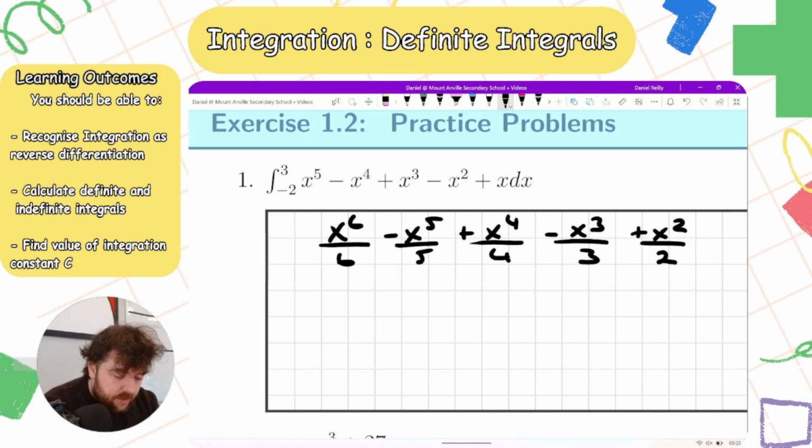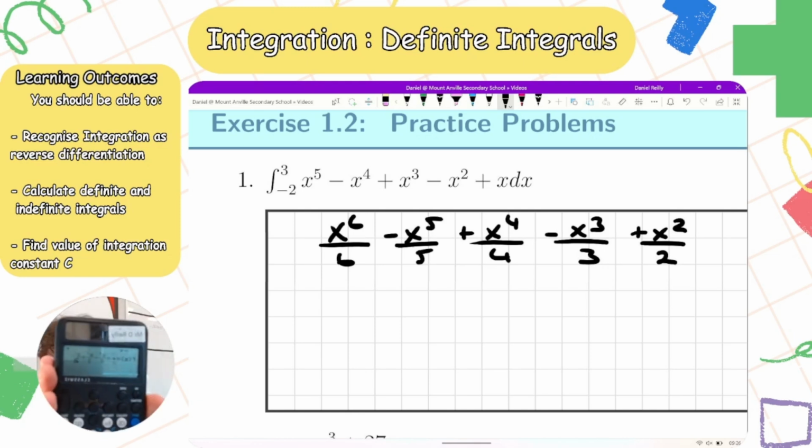Then I sub in 3 and I sub in minus 2. And actually another handy thing you could do is, if you have the new calculator, you can define your function. So it's going to be x to the power of 6 all over 6 minus x to the power of 5 plus x to the power of 4 all over 4 minus x to the power of 3 all over 3 plus x to the power of 2 all over 2.